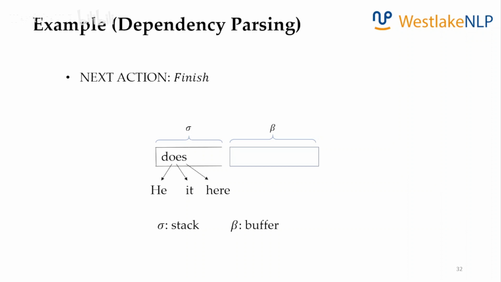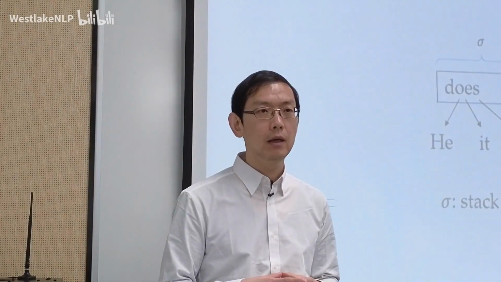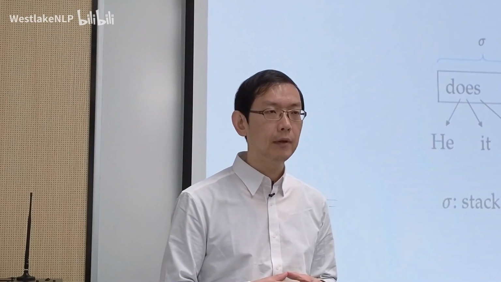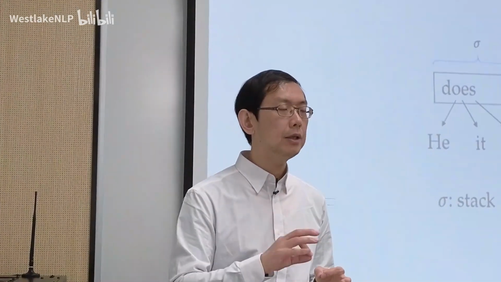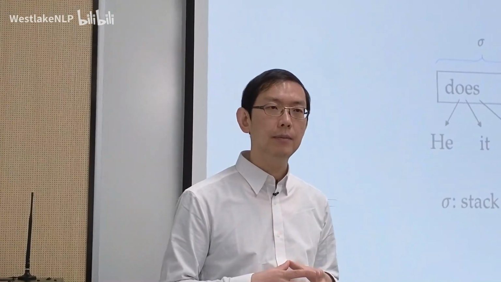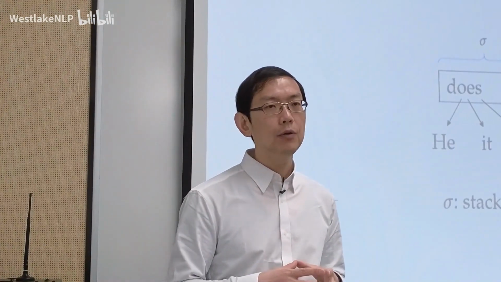Now here is off the stack. By now, the whole dependency tree is constructed, and we apply a finish action to terminate the parsing process. All right, so this is the shift reduce process for dependency parsing. Again, our goal is to predict the next transition action given a current state. How do we model this?